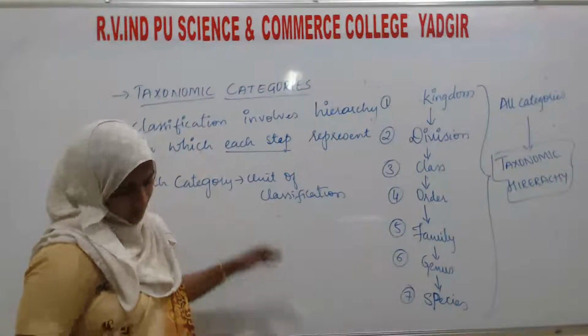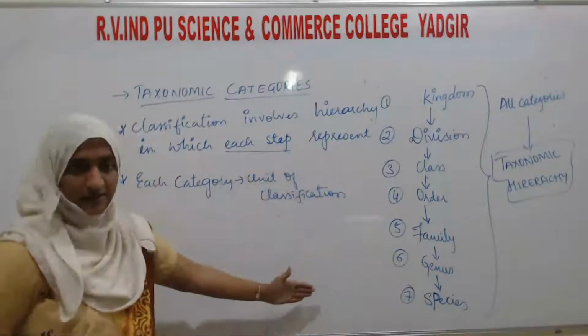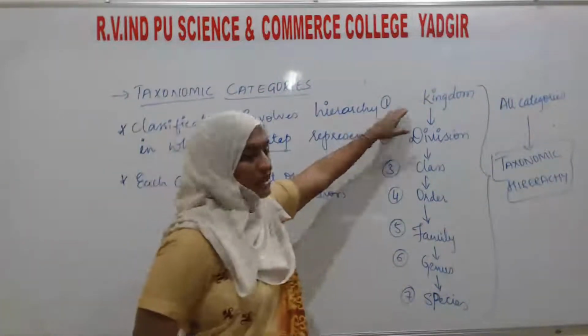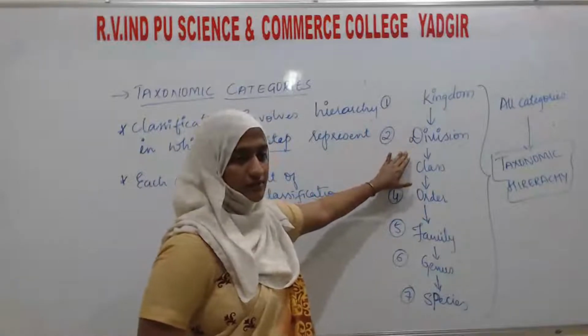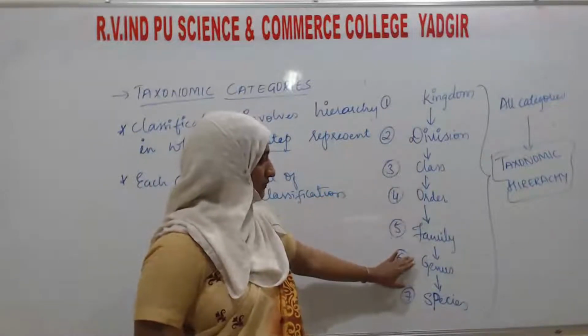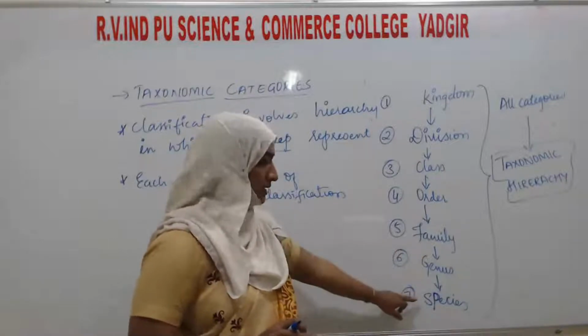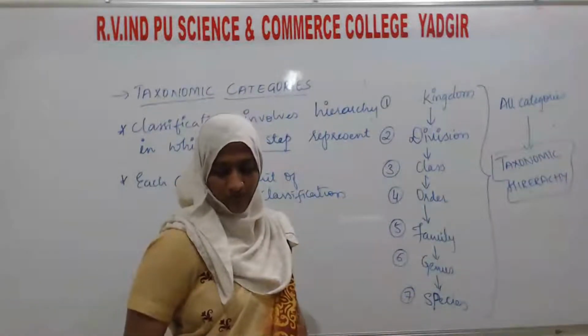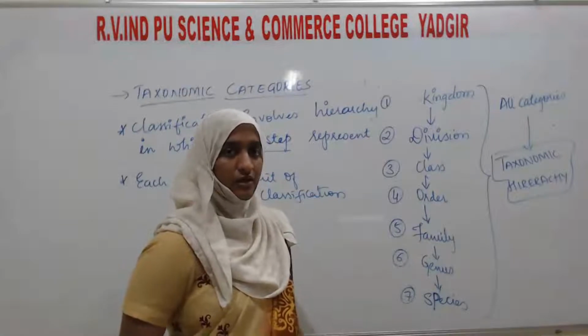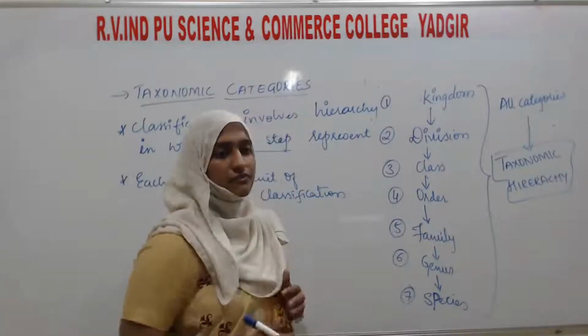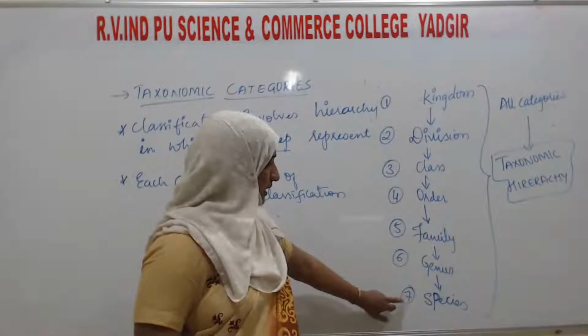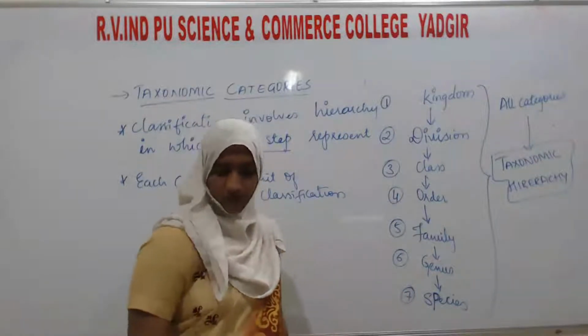So here, this is the taxonomic hierarchy, where first is kingdom, next division, class, order, family, genus, species. Which is the lowest category over here? That is the species. So from lowest to highest we will see here. First, in detail, we will talk about the species.